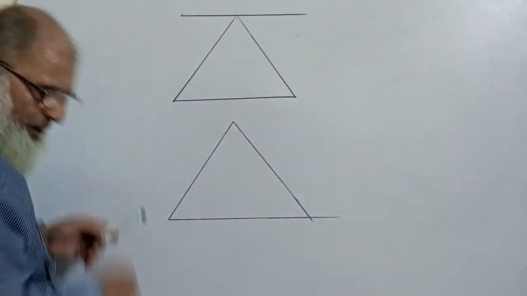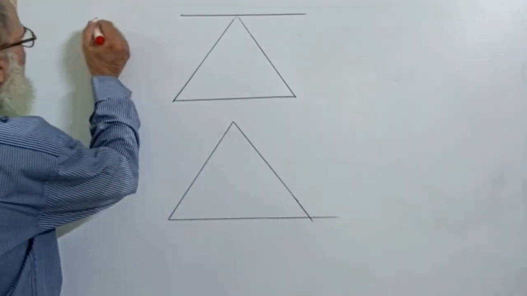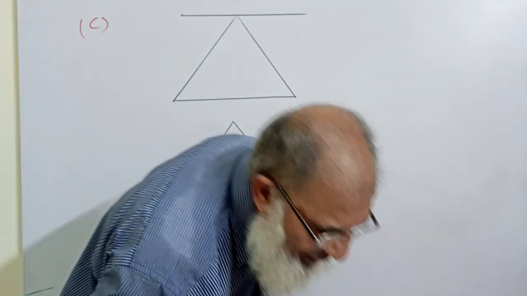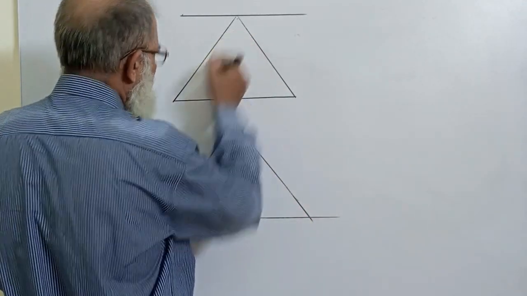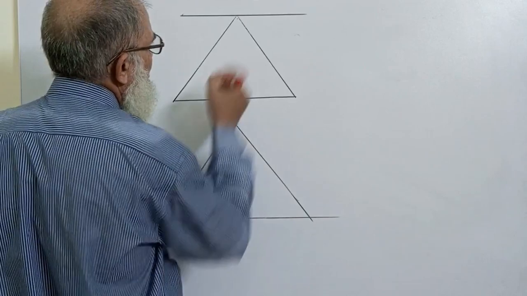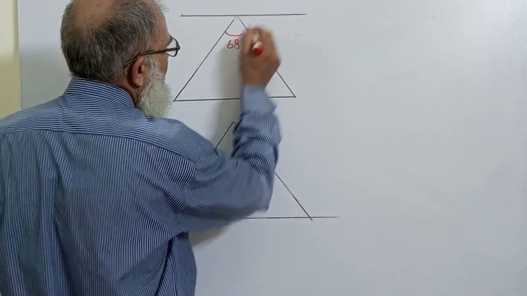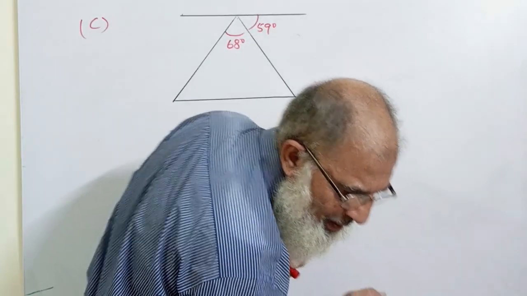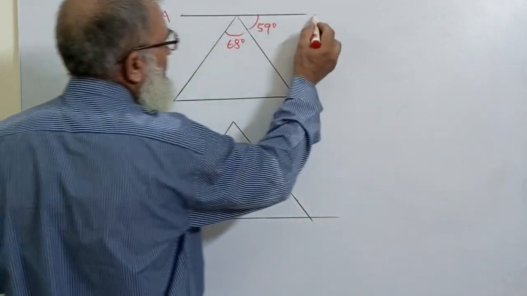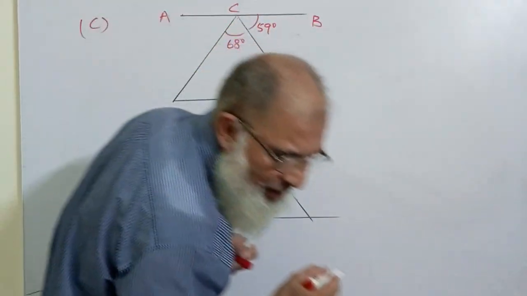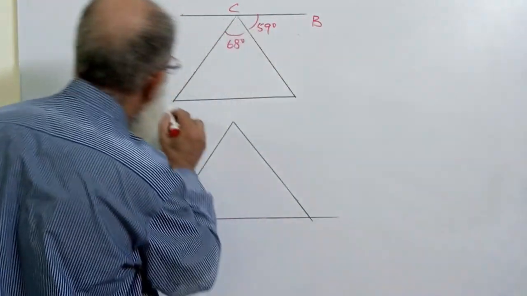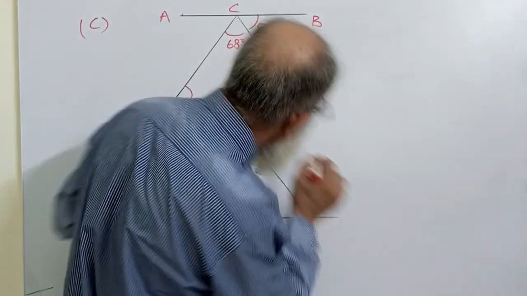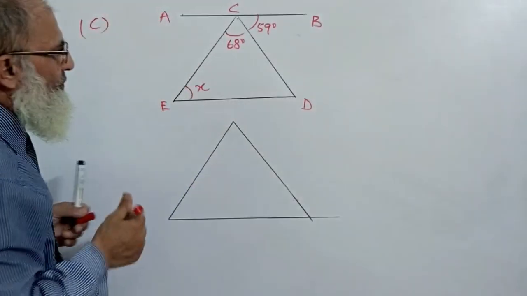Now dear students, question number 3, parts C and D. Part C, now it is very easy again. 68, 59. Now this angle is given 68 degree, this is 59 degree. And what are the A, B, C and ED? And this angle is X. We have to find this angle X.